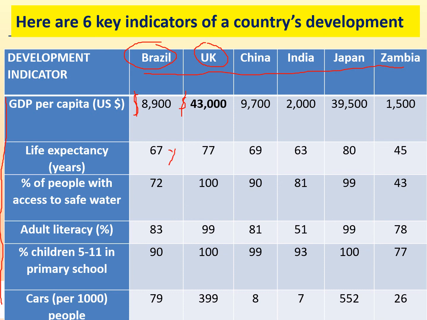Life expectancy, we're talking about years. So 67 years for Brazil and 77 years for the UK. For safe water, we are talking about percent, so 72% for Brazil and 100% for the UK. Again, for adult literacy, we're talking about percent, so 83% in Brazil and 99% in the UK. Children aged 5 to 11 in primary school, we're talking about percent, so 90% in Brazil and 100% in the UK. And cars are per 1,000, so 79 cars per 1,000 in Brazil and 399 cars per 1,000 in the UK. This means that there are more cars in the UK per 1,000 people than there are in Brazil.